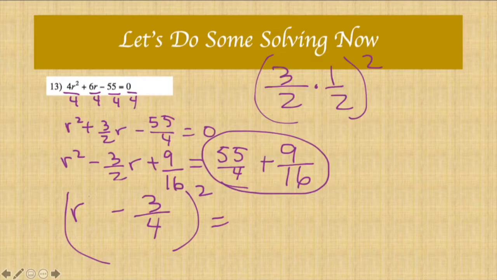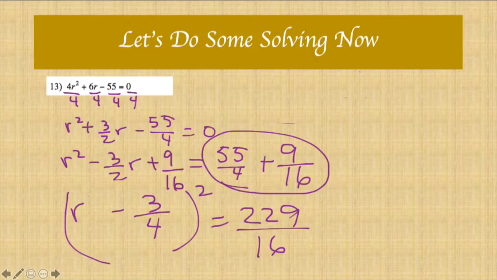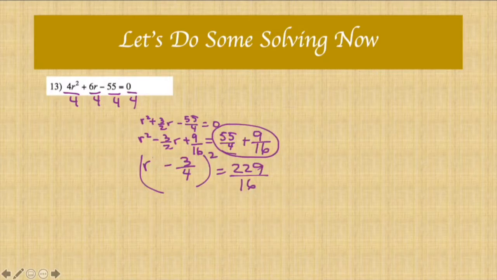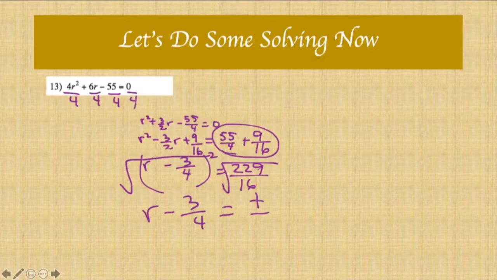That will be, once you put it into your calculator, 229 over 16. I'm running out of space. So let's reduce some of this. Let's take the square root of both sides. We're going to have r minus 3 over 4 equals plus or minus this.